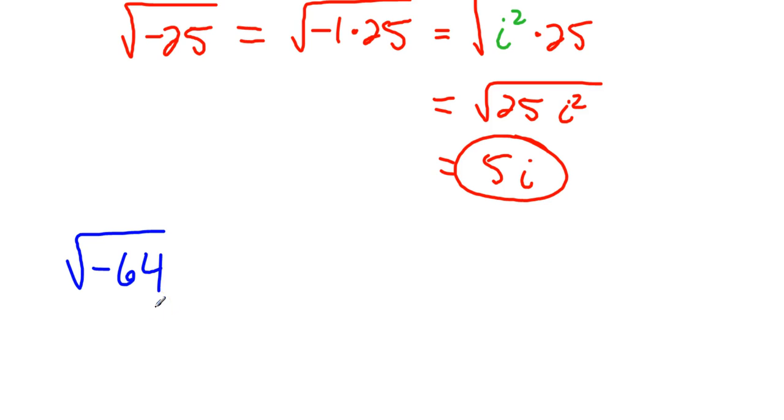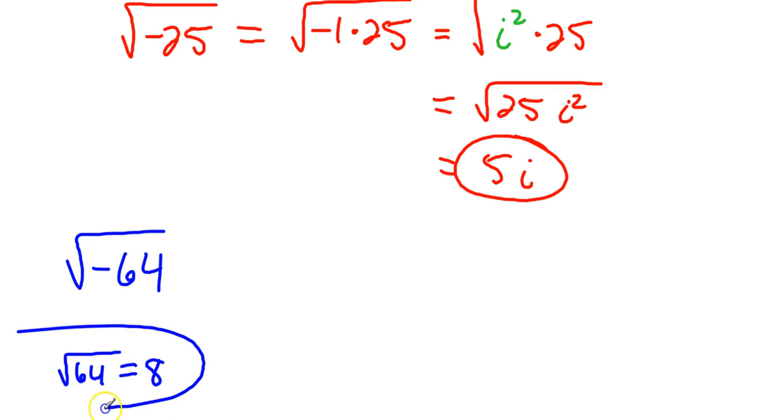So if you had to do the square root of negative 64, well, as long as you know that the square root of 64 is 8, then all you have to do is put an I in the answer. And that's it. That's all that's doing is telling you that if you put an I in the answer, that means we started with a negative number inside the square root.